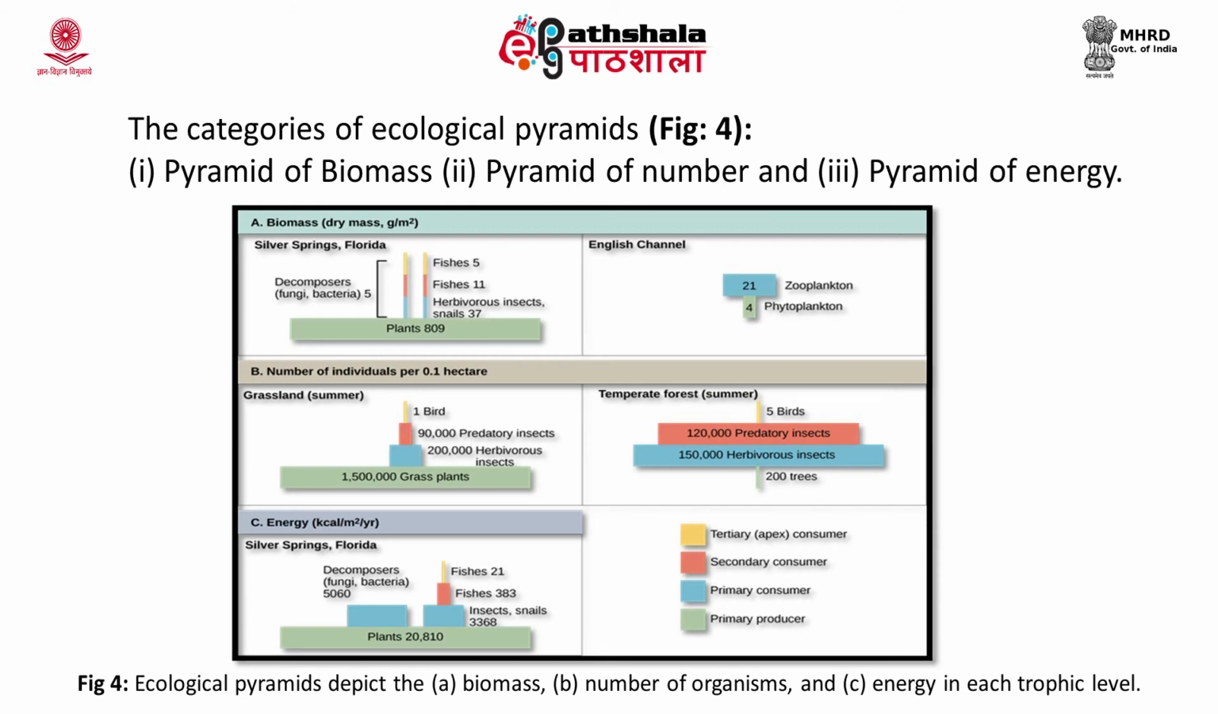The ecological pyramids are of three categories, which are shown in figure 3. First, pyramid of biomass, pyramid of number and a pyramid of energy.